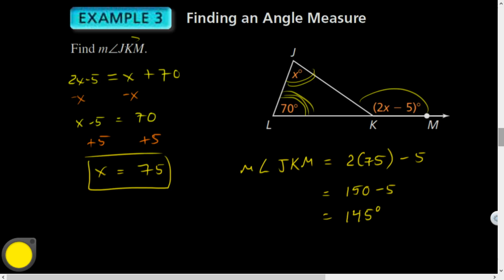So guys, notice they asked for the measure of JKM, not just the value of x. So that's why I did that last little step, right? I just plugged it in.